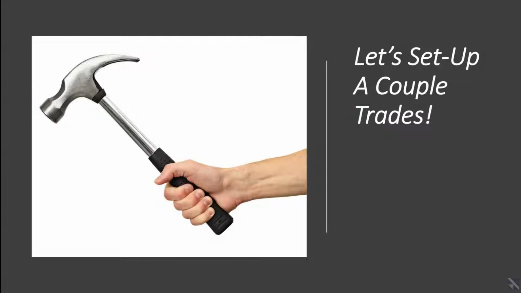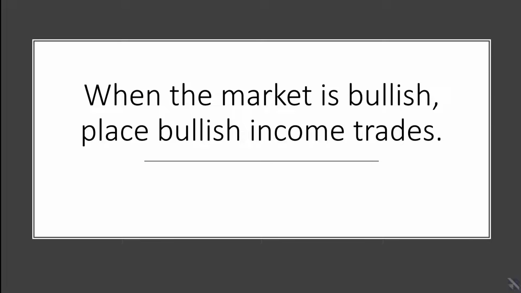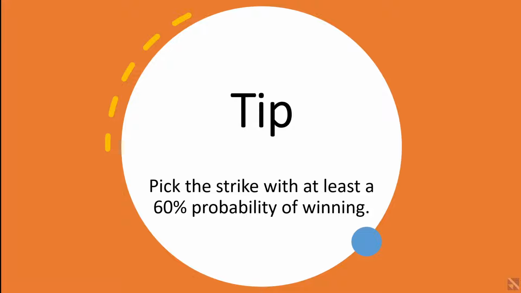So let's do this. I want to set up a couple of trades that I did in the past. These are some ones that I did last year with my coaching students. They're part of that 37% I made last year. I'm going to be showing you some numbers now, so I need you to pay attention here. First things first, when the market is bullish, we place bullish income trades. And I want to give you a little tip here. We're going to sell option strikes that give us at least a 60% probability of winning.